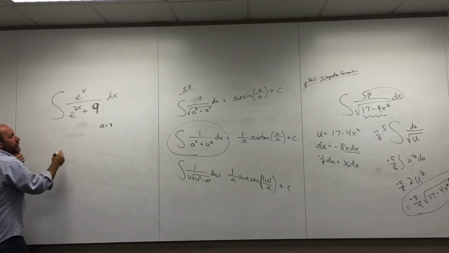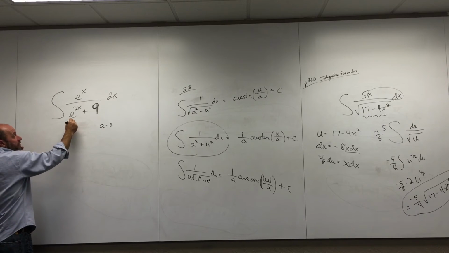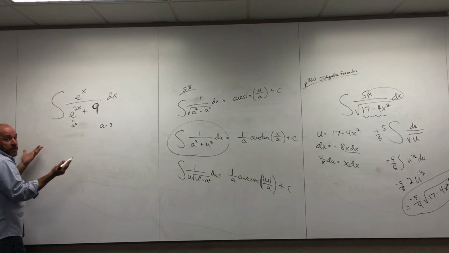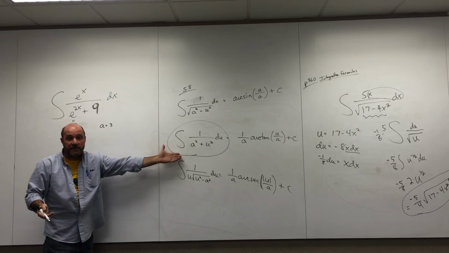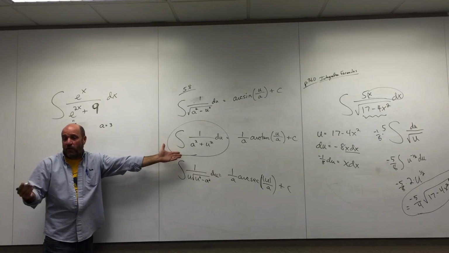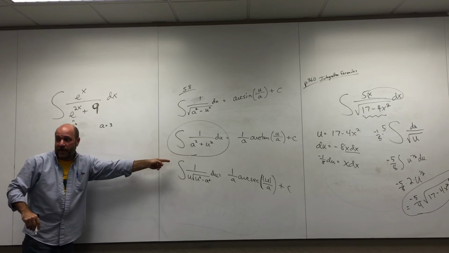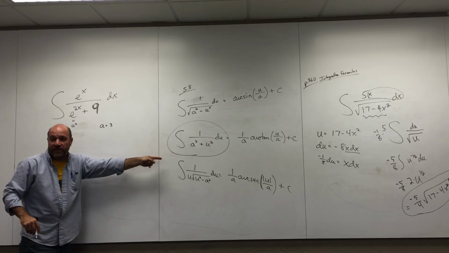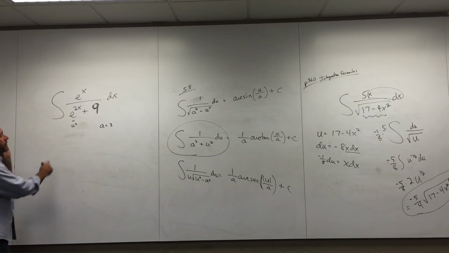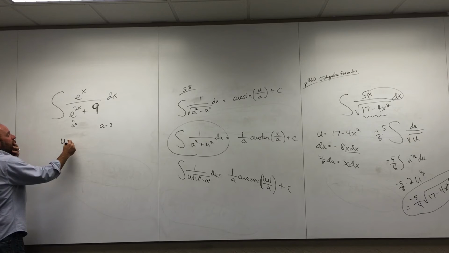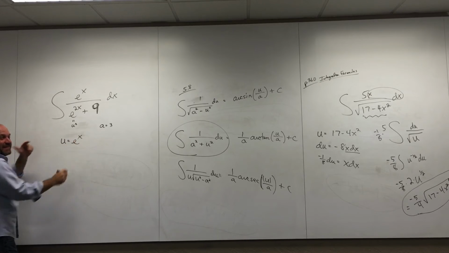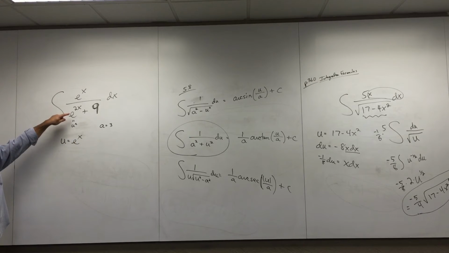What would be the u? e to the x. Good. If this is u squared, if that's what we're thinking, I'm trying my best here. Sometimes we trial and error, but I don't think I'm going to error. If that's u squared, then what's u? e to the x. If u squared is e to the 2x, then u is e to the x.